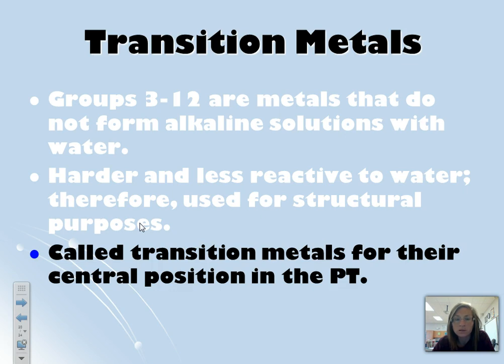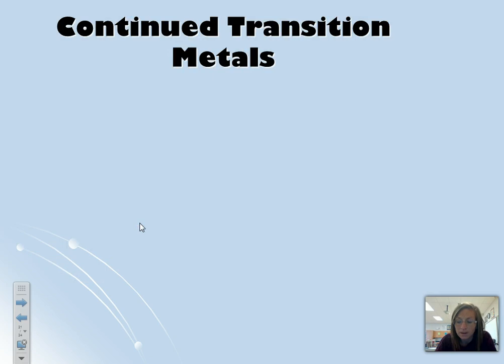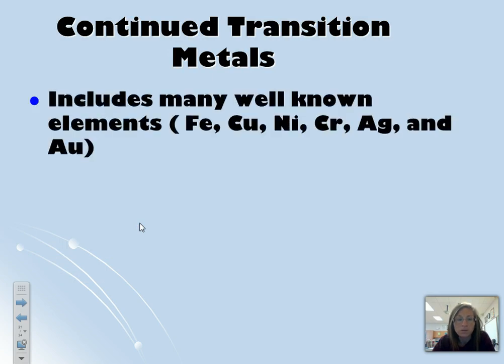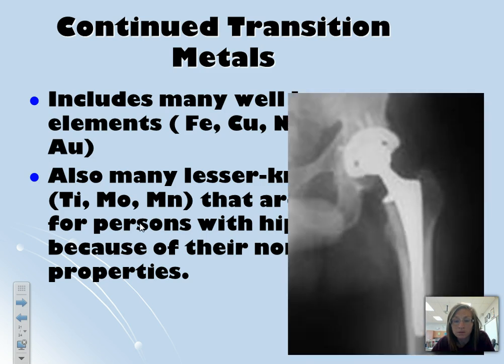So a lot of reasons for the names has to do with the position on the periodic table, and you'll find that, or you probably have already found that noticeable as we go through these groups. The transition metals include many well-known elements: iron, copper, nickel, chromium, silver, and gold. There's also many lesser-known elements like titanium, molybdenum, and manganese. They are important for people that have had hip replacements, and because of their non-corrosive properties, they are good metals to use in those hip replacements, and that's a cool x-ray showing you the implant of that hip replacement.